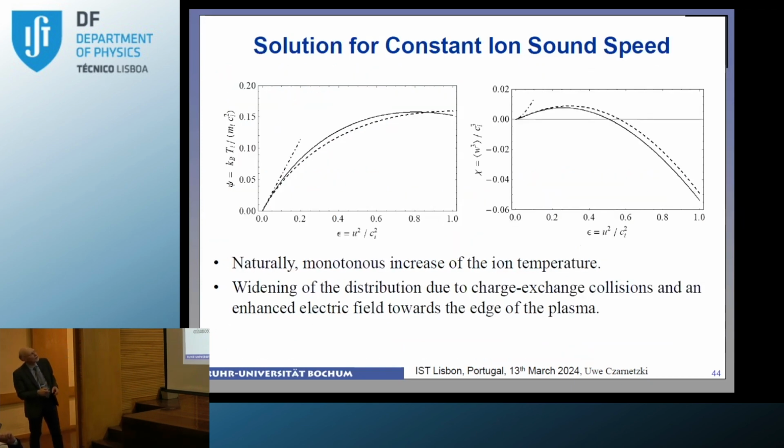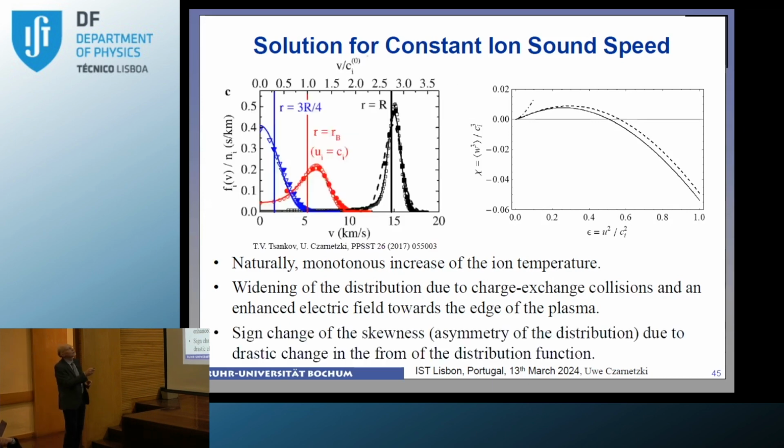So this is the solution here for the temperature in case of constant ion sound speed. You see also that the correction by the skewness is very small for the ion temperature. The solid line is including the skewness. The dashed line is without the skewness. There's not so much difference. And you see that the skewness itself is making this sign change here. And the sign change can be understood really from the distribution function. So the distribution function in the center is half Gaussian, where the skewness, which describes the asymmetry of the distribution function, is positive, while at the edge, where we have the sound speed, we have this long tail due to the charge exchange collisions, and then clearly the skewness is negative, as it should be.